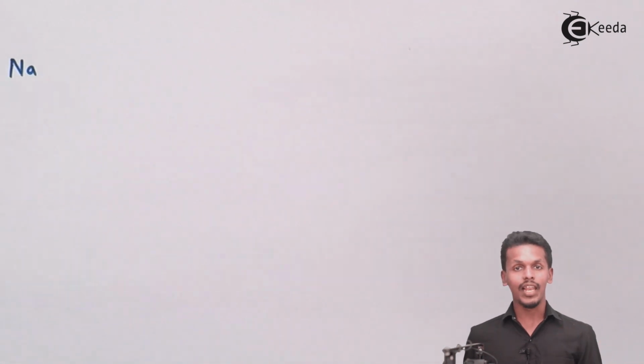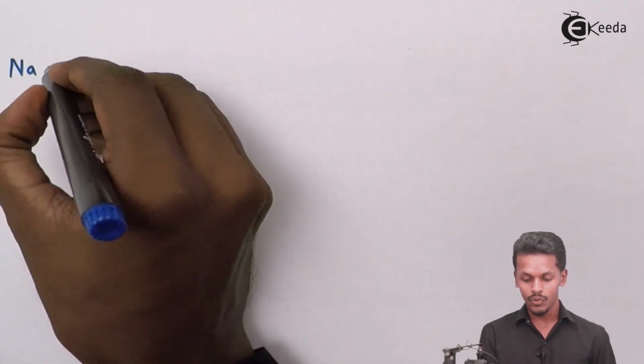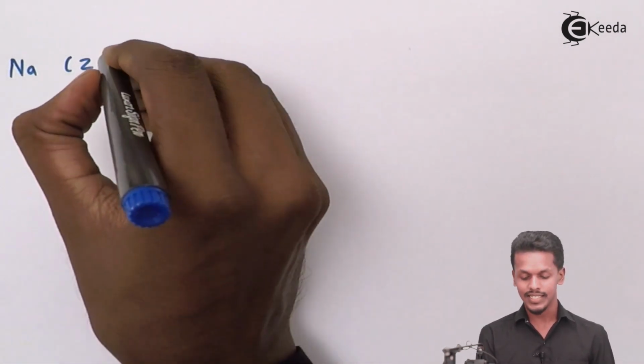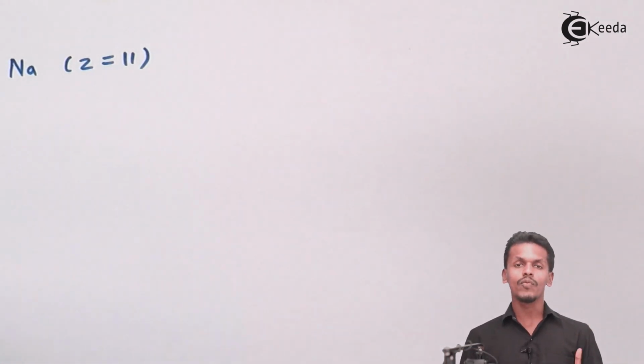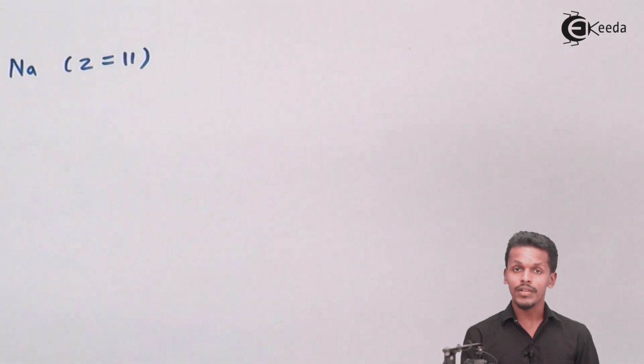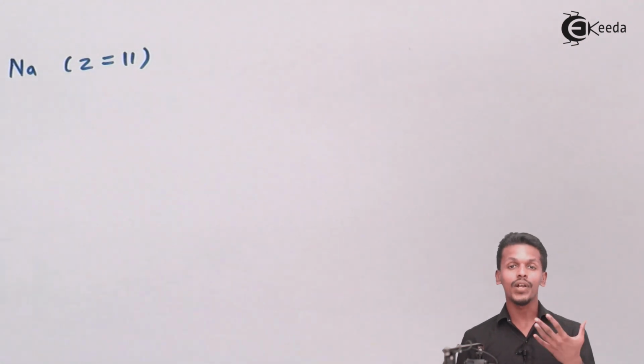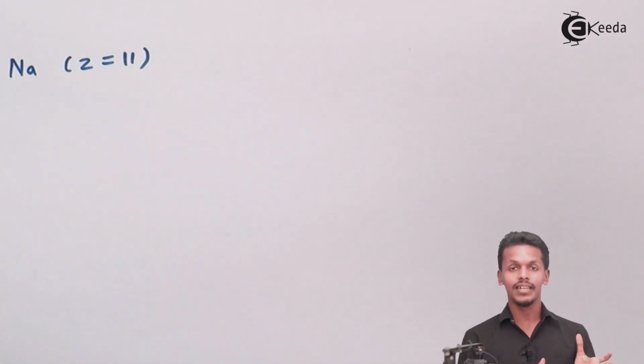Suppose we have an element like sodium, whose atomic number is found to be 11. How can we determine the block to which it belongs, the period at which it is located, and the group of the periodic table it is present in? It is very easy to calculate.